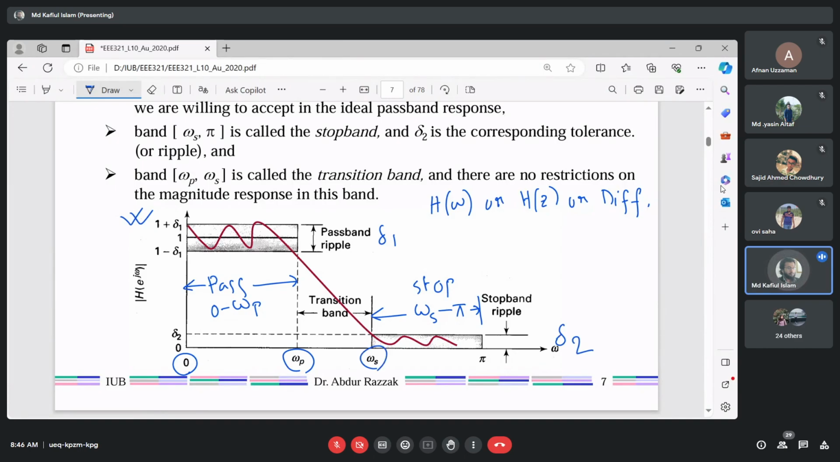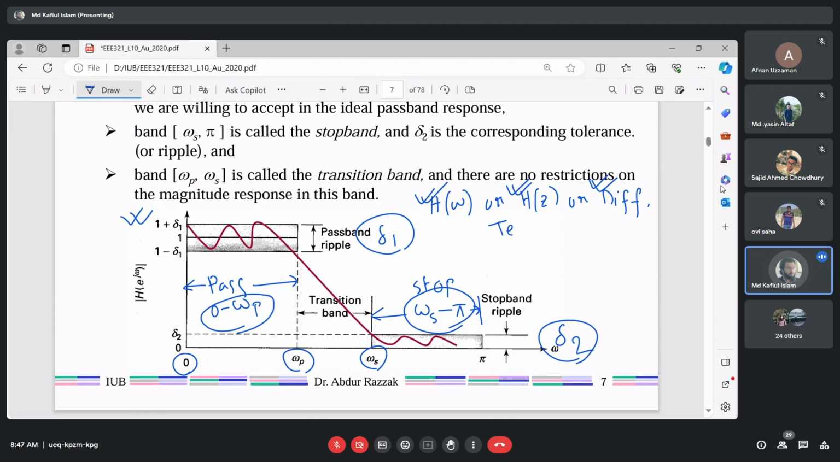So this is basically our design goal. Achieve a frequency response, or a system function, or a difference equation of a low pass filter, having a pass band of 0 to omega p, having a stop band of omega s to pi, and having delta 1 and delta 2 as pass band and stop band ripple respectively. Now these values are supposed to be given.